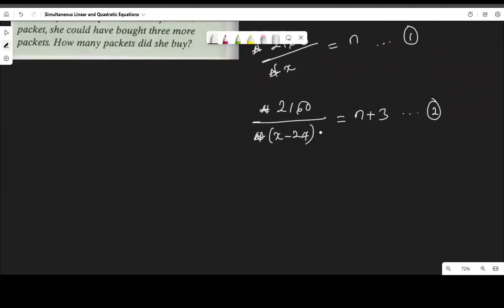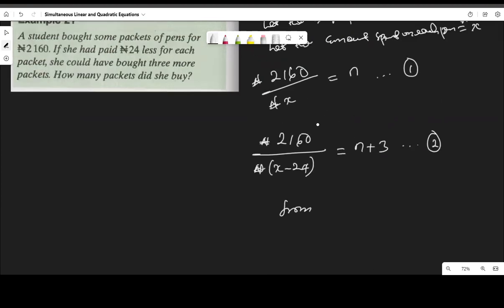Now, from equation 1, let's make x the subject of the equation. Of course, x should be, remember naira, we can see naira already, x should be 2160 divided by n.